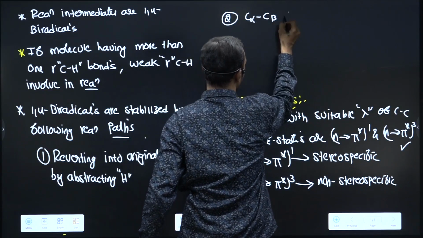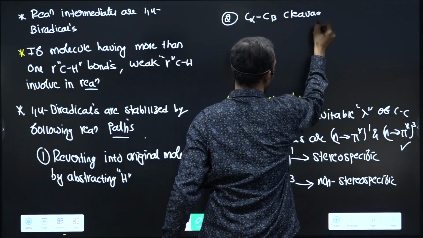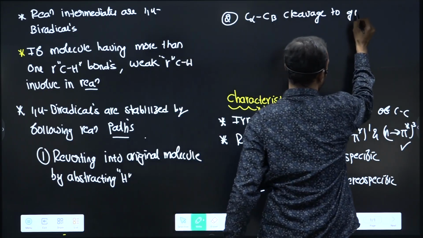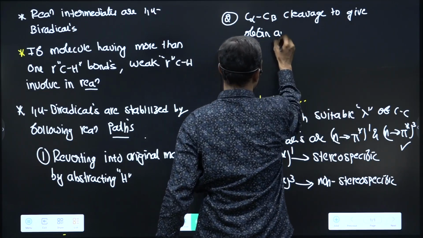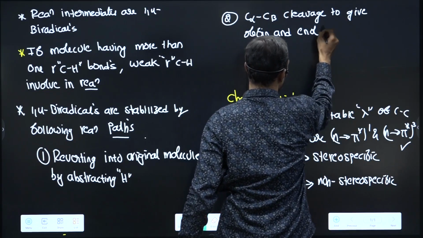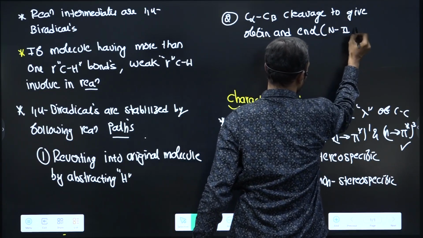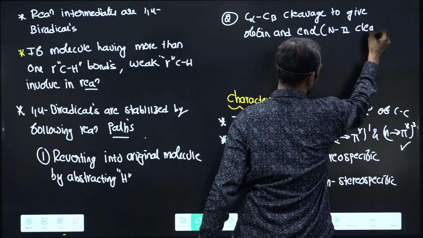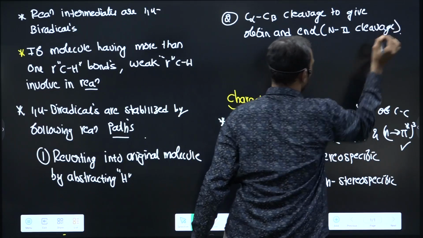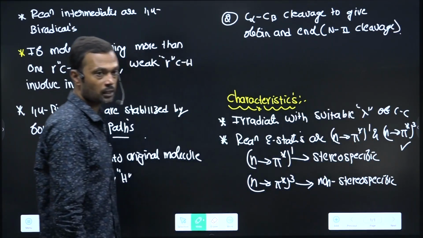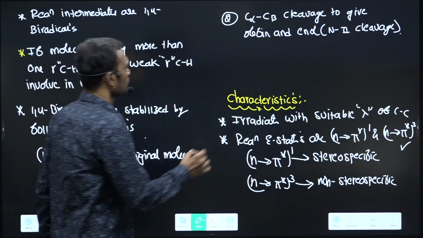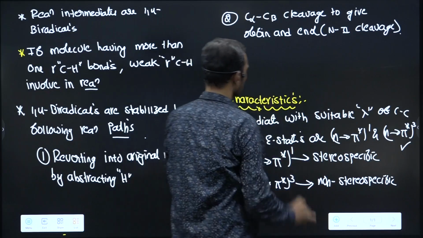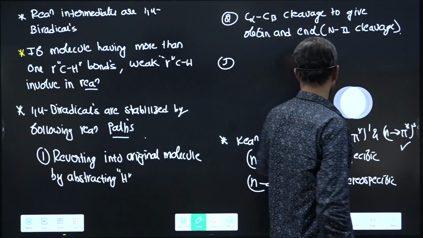C alpha C beta cleavage to give olefin and enol. This is actually Norrish II cleavage. C alpha C beta cleavage is possible. That is the second possibility.